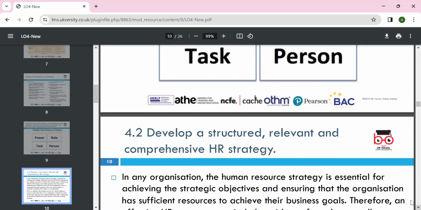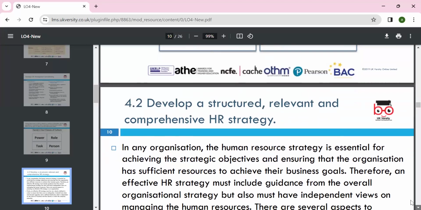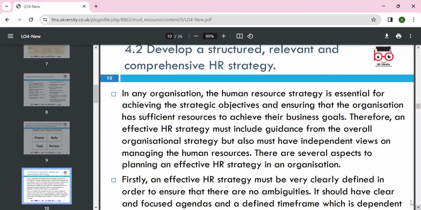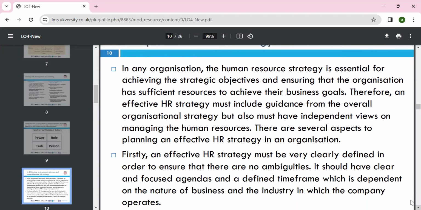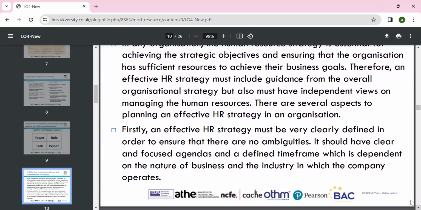And in 4.2, we can look around developing a structured, relevant, and comprehensive HR strategy. In any organization, human resource strategy is essential for achieving organization objectives. Ensure the organization has sufficient resources to achieve its goals. We have enough staff, so that's why HR is the most important strategy, because you need the right person for the right job at the right place with the right cost at the right time, with the right skill. So that is very crucial.